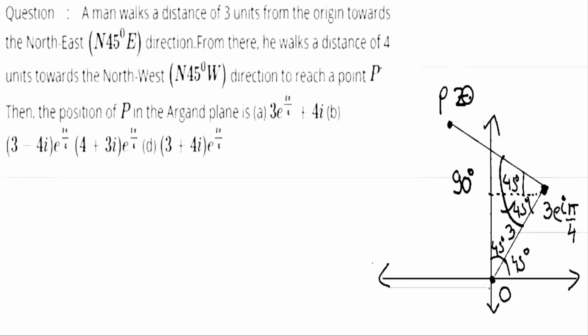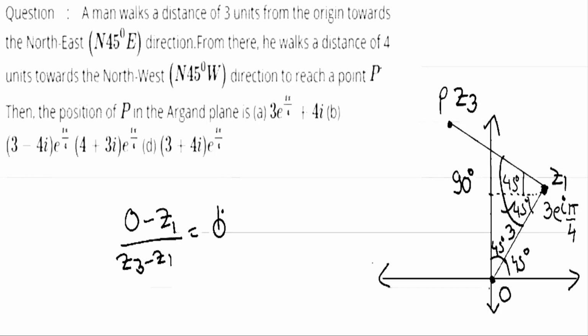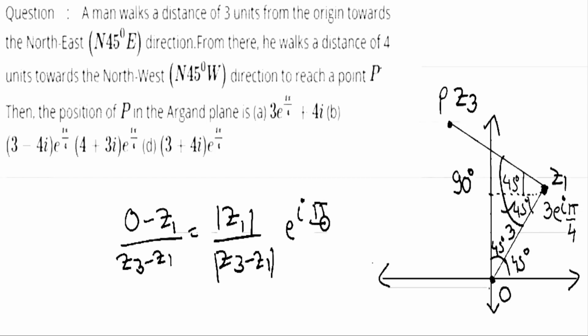So now what we have to do? I am just supposing this to be Z3. Now I have to just apply the rotation property. See what it said: 0 minus Z1, upon Z3 minus Z1, is equal to magnitude of Z1 upon magnitude of Z3 minus Z1, into e raised to the power iota pi by 2.